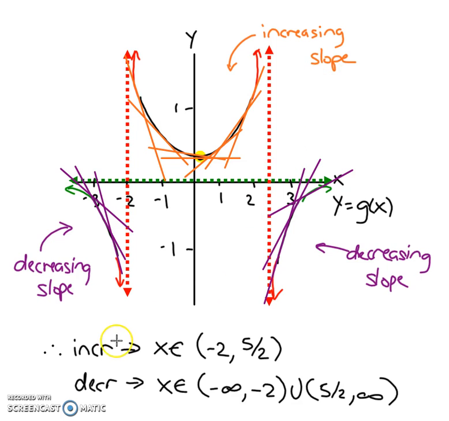What I've done here is I've just written down it's increasing between this region. It doesn't count -2 and 2.5, so make sure you have your round brackets. And then it's decreasing at the two L's. Those are those two regions, and you're not including the vertical asymptote numbers.